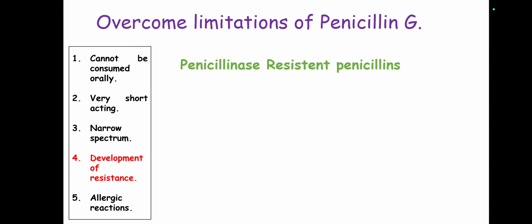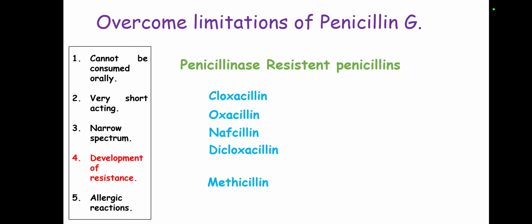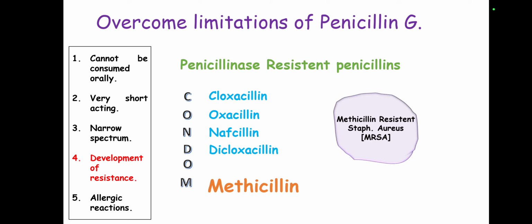Now the examples of penicillinase resistant penicillin are cloxacillin, oxacillin, nafcillin, dicloxacillin and methicillin, and we can remember the names from the mnemonic CONDOM. Now, among these, the most resistant penicillin is methicillin. That means if a bacteria is resistant to methicillin, then it is likely to be resistant to all the other penicillins, and that bacteria is given a special name, methicillin resistant Staph aureus, abbreviated as MRSA.